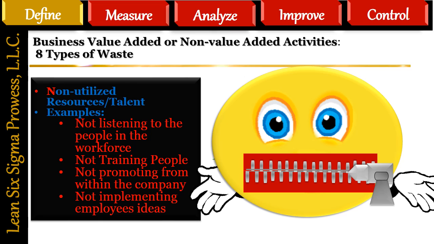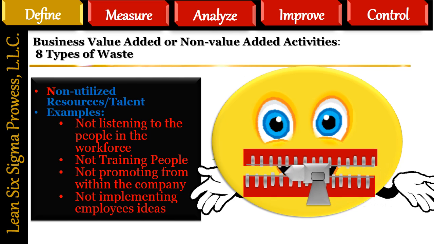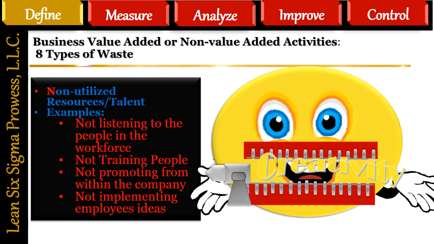Non-utilized resources/talent: the underutilized potential of a company's employees. This can be seen in many forms, from not promoting the talent from within the company, not exercising or listening to people's ideas, or not investing in employees' training and educational pursuits. In a lean culture, the potential of the workforce is unzipped, allowing for innovations, creativity, solutions, and advancements.